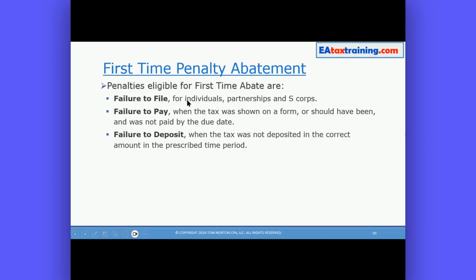There are 3 types of penalties that are eligible for first-time abate. That's failure to file, failure to pay, and failure to deposit. So, for instance, when you've got payroll taxes that you are supposed to be depositing on a regular basis, and you fail to do that, there's going to be a penalty. Well, if you qualify, then that is one of the penalties that can be abated.